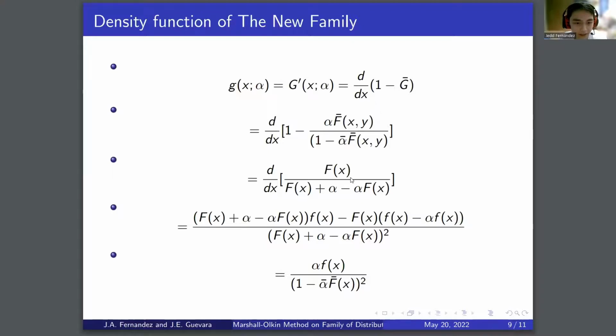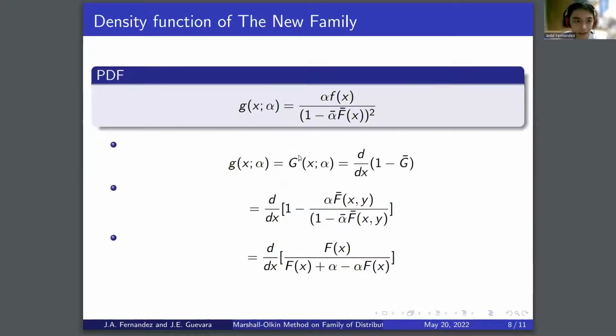Next, we get the derivative using the quotient rule, then express it in terms of f bar and alpha bar, and we are left with this final function, which is equal to the PDF that Marshall-Olkin suggested.